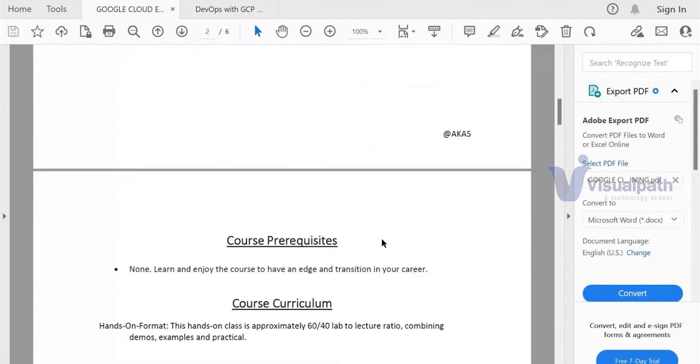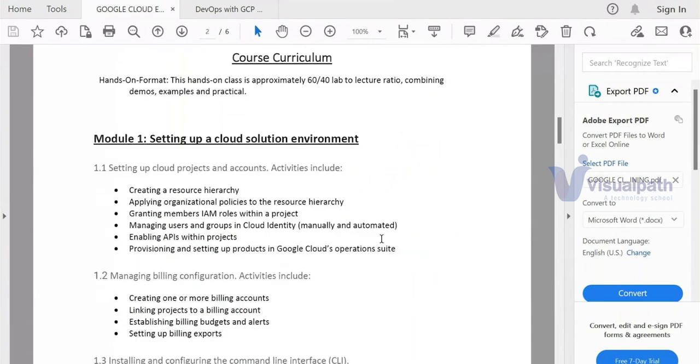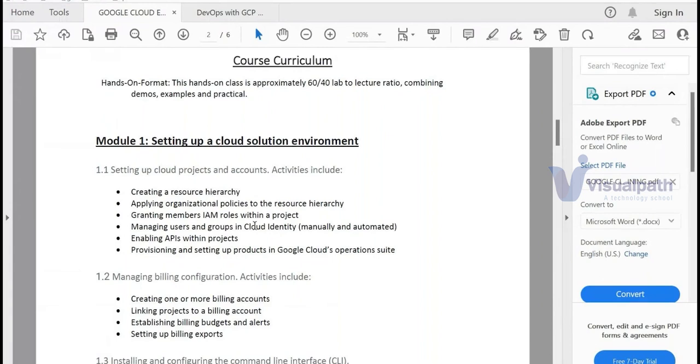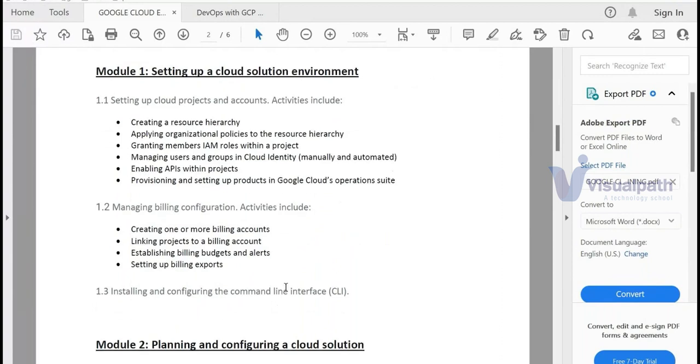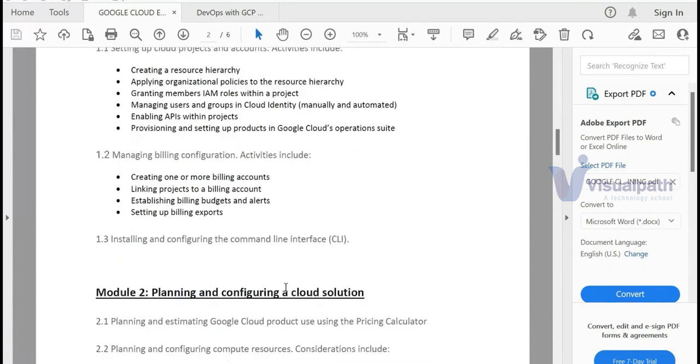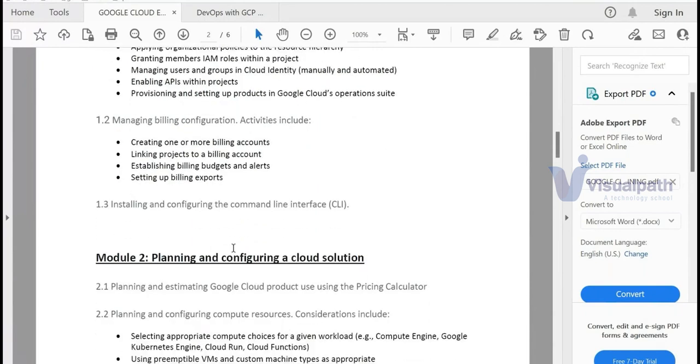If I go down the syllabus, first we would be learning how to set up the environment, and then we would be looking into the API side, IAM, roles, and aspects of projects and organization. We'll look into that. Then we will look into the billing aspects of the budget and how we can set up our budgets and alerts. Then also the CLI side, how to install that.